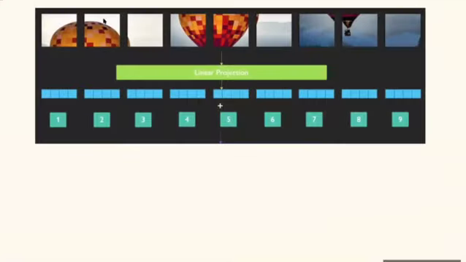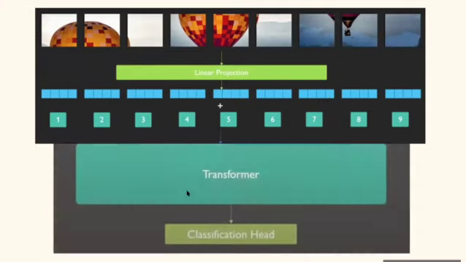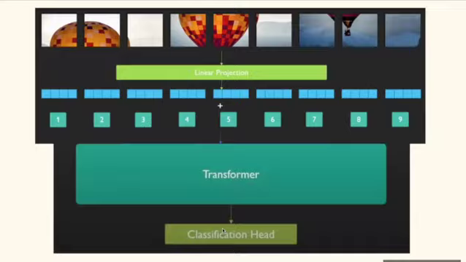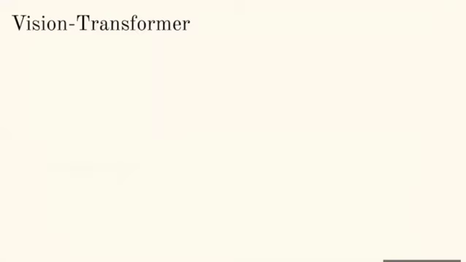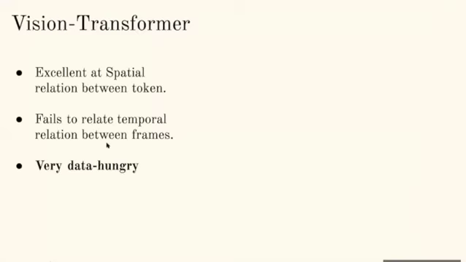For a better understanding, let's say this is an image of a parachute in the air with some people. It is fragmented into 9 patches. Then a linear projection is applied. These blue blocks are the linear projections, then positional encoding is applied to a transformer and then classification. I hope this gives you a better picture. So vision transformer excels at spatial relations.